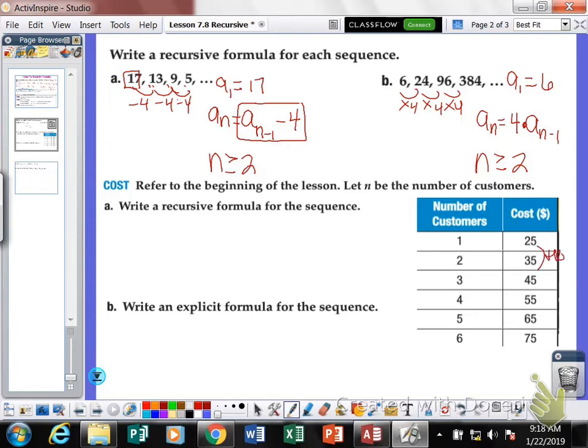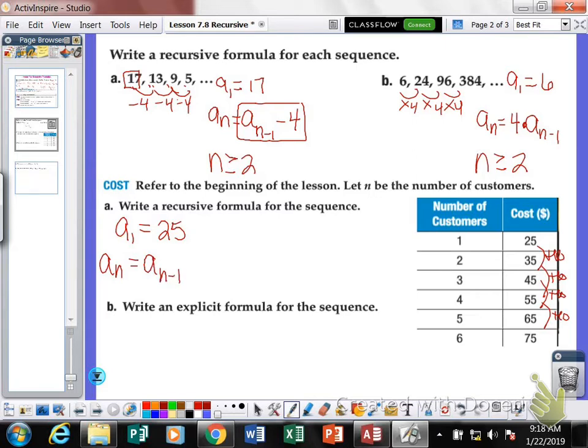Each time I notice that this is going up by 10. Okay, so I have an arithmetic sequence here because I'm going up by 10. It's a constant. I'm adding 10 each time. So I have a sub 1. So my first term would be my first customer, which would be a cost of $25. Now to find my other cost for any term, a sub n equals my first term. So we have a sub n minus 1.